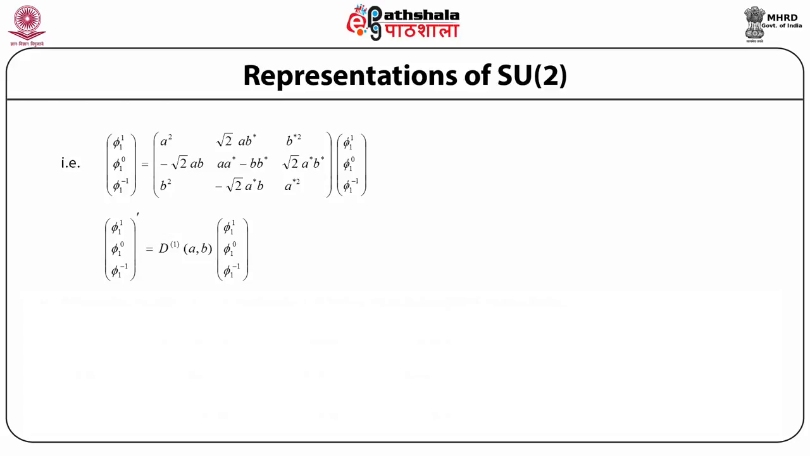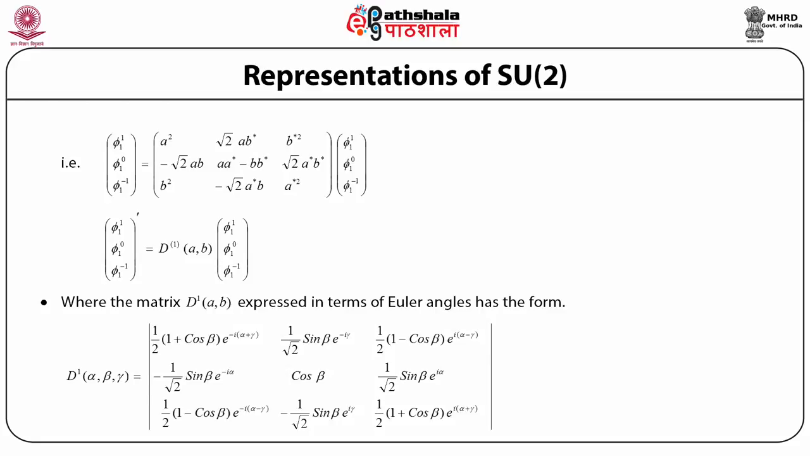So putting all these things together, we can write phi 1 1, phi 1 0, phi 1 minus 1 prime in the form of a matrix D1 with a function of parameters A and B acting on this column vector phi 1 1, phi 1 0, phi 1 minus 1, where the matrix D1 AB can be expressed in terms of the Euler angles. And when it is done so, the matrix of transformation D1 is a function of three parameters alpha, beta, gamma, and can be written as a 3 by 3 matrix, which is shown in the slide.